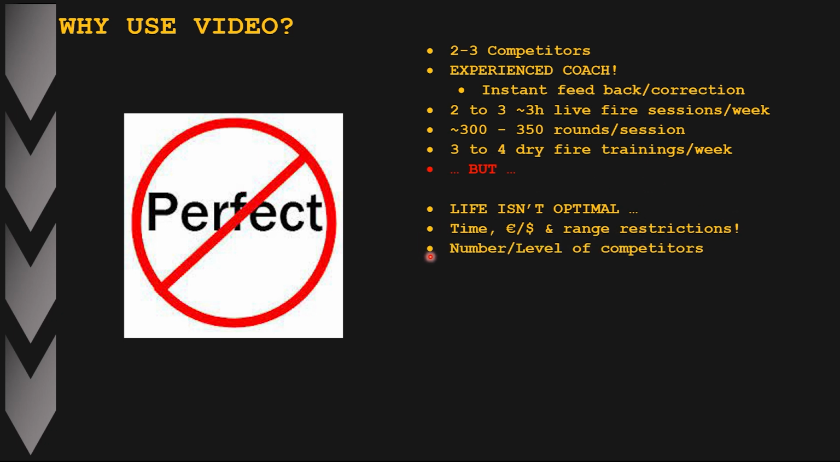Another element that is important and different from the ideal optimal context is that the number and the level of competitors is different. Oftentimes there are a lot of members in the club, all of them want to train. We cannot segregate the bad from the good shooters, so it's a mix of everything. And I think most clubs train with between 5 and maybe even 12 competitors per training session, so that's also different from 2 to 3, which already impacts the time you actually shoot and the number of rounds you fire downrange.